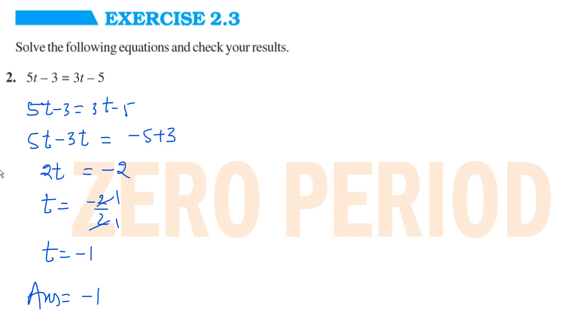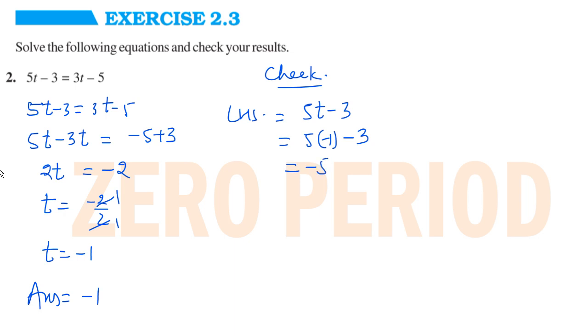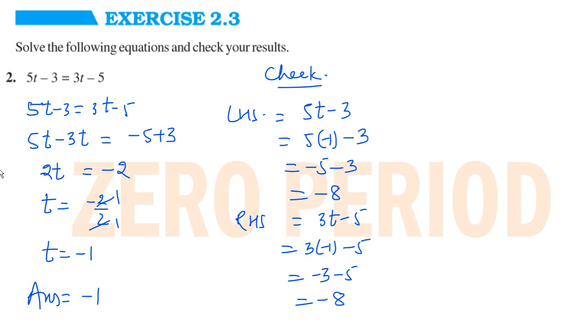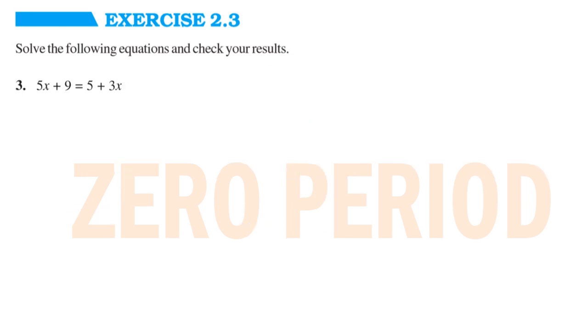Now go for checking. Let us check this. Left hand side is 5t minus 3. I am going to put my answer here in place of t, minus 1. 5 into minus 1 is minus 5. Minus 5 minus 3 is minus 8. Then go to the right hand side. Right hand side is 3t minus 5. So 3 into minus 1 minus 5. This becomes minus 3 minus 5 and it will be minus 8. You can see here both are minus 8. So LHS is equal to RHS. Our answer is correct. Move to the next question.